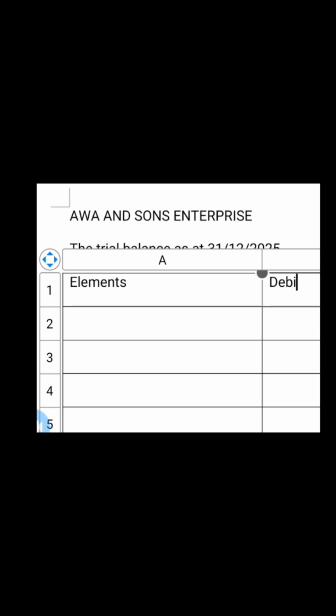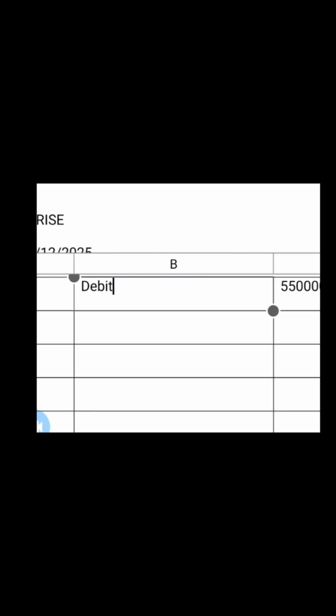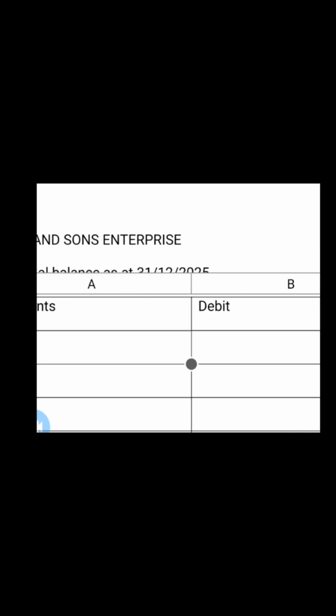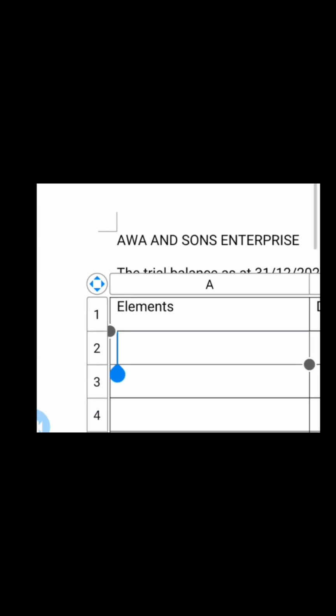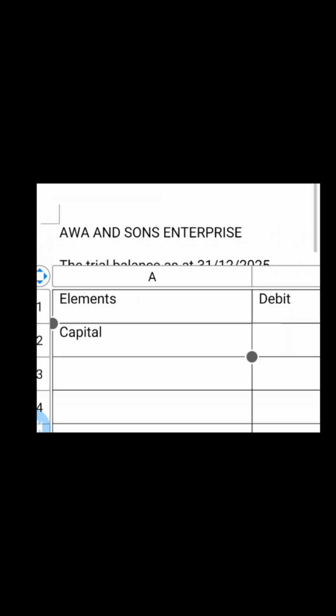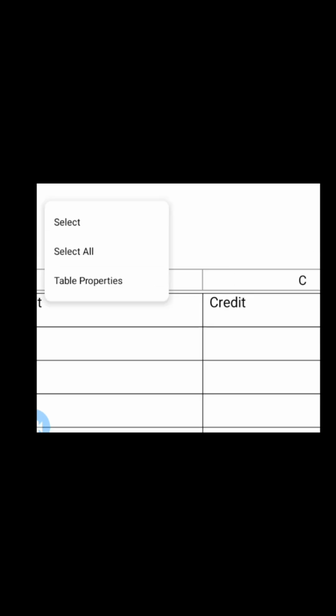Price, and then the name of the table you are preparing, then the element, the debit and the credit amount. As you can see here, I've written the elements, the debit and the credit amount. So you start with the element. The first element was capital. Capital is expected to have a credit balance, so we credit it.